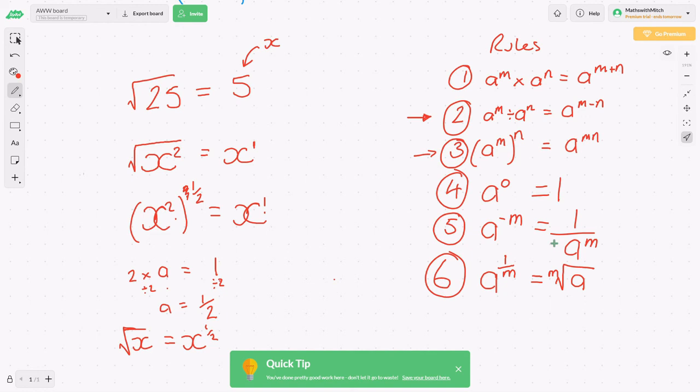So that's everything you're going to need to know to manipulate algebra and indices and take them further into your studies.